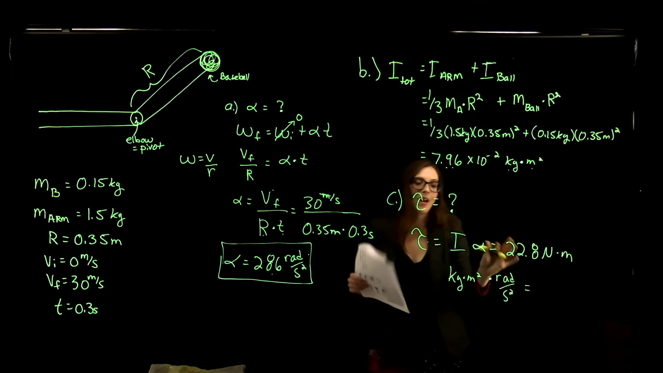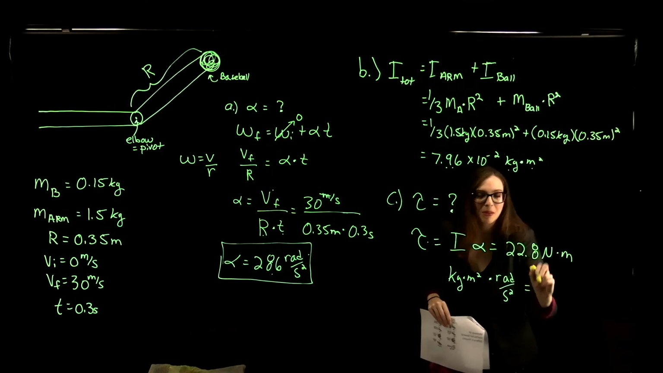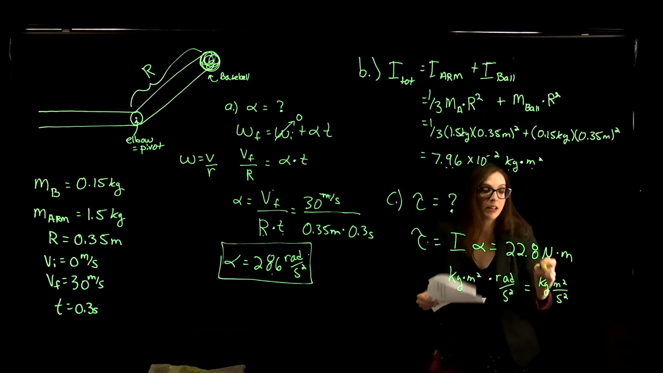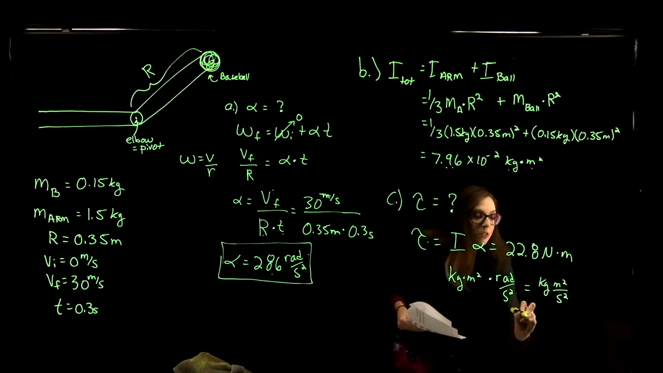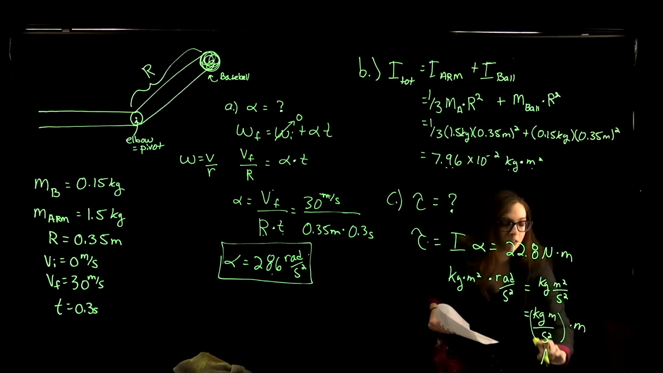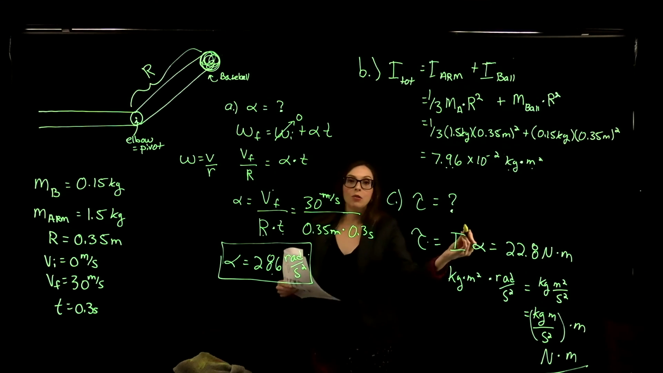Okay, the radians kind of magically disappear in a puff of smoke. So this is kilogram meter squared over second squared. So a Newton is a kilogram meter over second squared. So this is equal to kilogram meter over second squared times meter. So that's our Newton times meter. Okay, that's how our units work out for this problem.